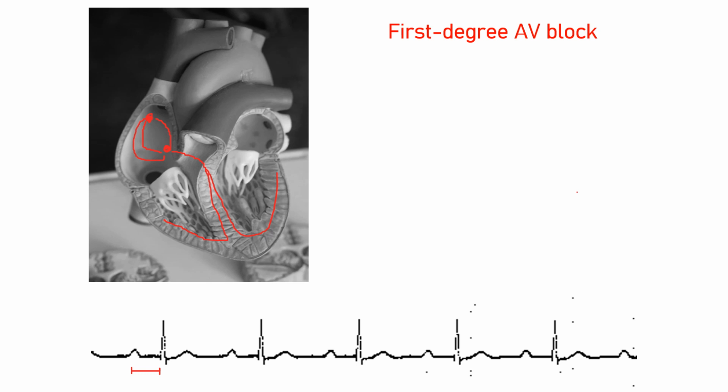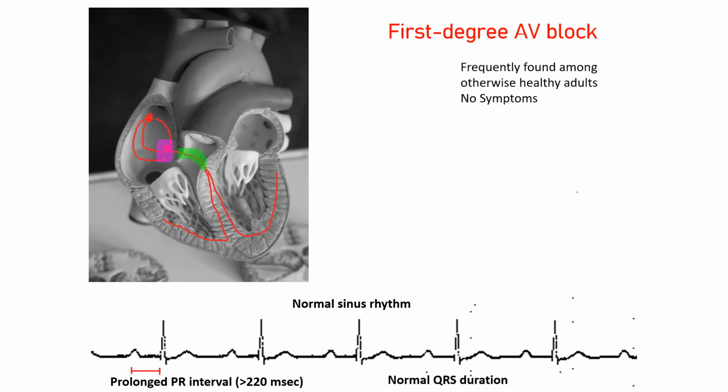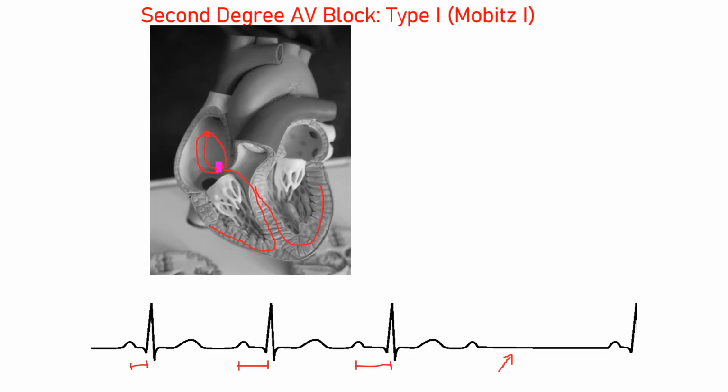First degree atrioventricular block is due to the delay in pulse transmission at a number of locations from atria to ventricles. It can occur at the atrioventricular node or bundle of His. ECG shows normal sinus rhythm, normal QRS complex, but prolonged PR interval. It is frequently found among otherwise healthy individuals. There are no symptoms. There is no need for treatment unless there is significant bradycardia.